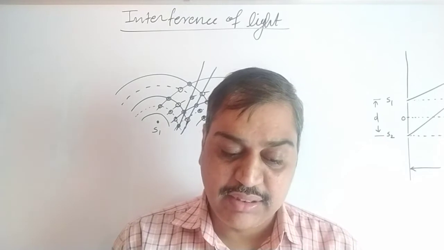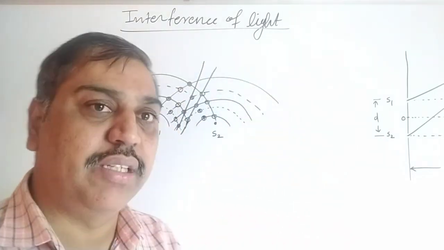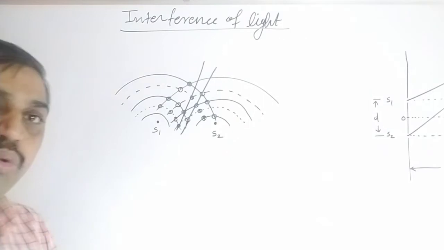Now for interference, I have drawn one diagram here for the sake of understanding. Suppose there are two sources of light.